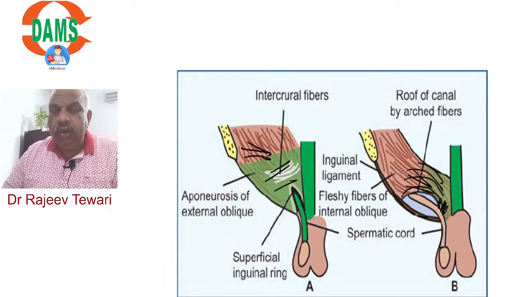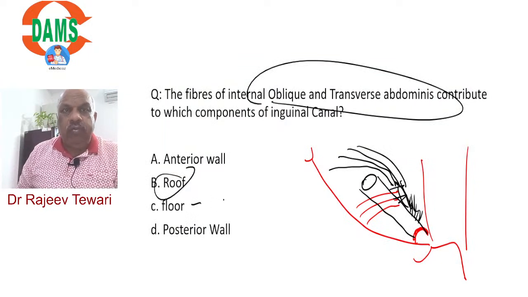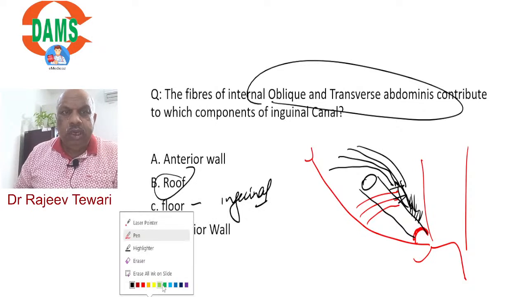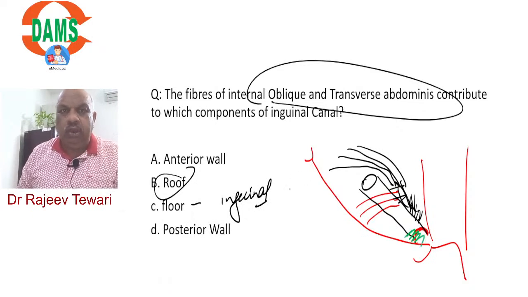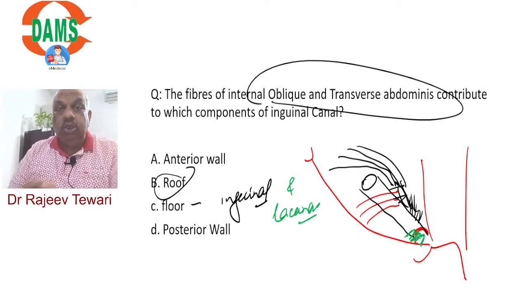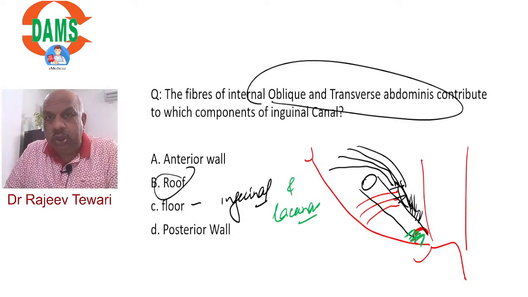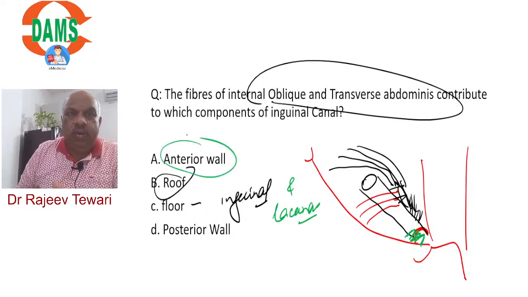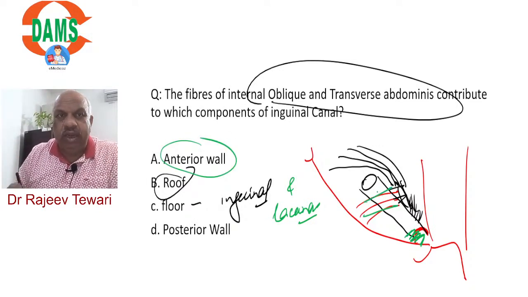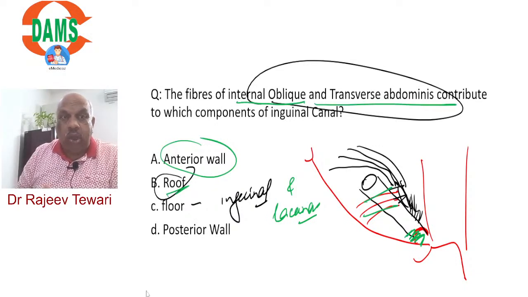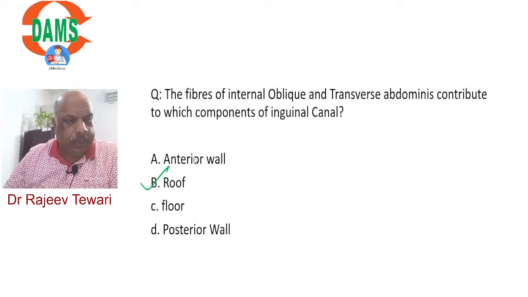And the floor, the inferior, is formed by the inguinal ligament, but medially, here you have the lacunar ligament also. Inguinal and lacunar. Lacunar ligament is only medially. So, the floor is formed by inguinal ligament and lacunar ligament only medially. Posterior wall is formed by fascia transversalis, but medially we have conjoint tendon. Anterior wall is formed by external oblique aponeurosis, but laterally we have internal oblique as well. And roof is formed by arching fibers of internal oblique and transverse abdominis. So, obviously, the answer here is roof.